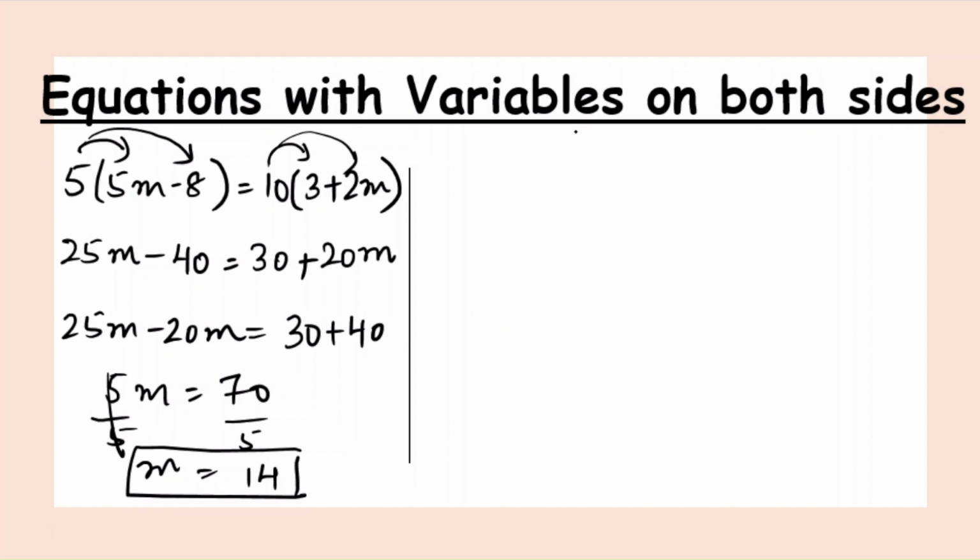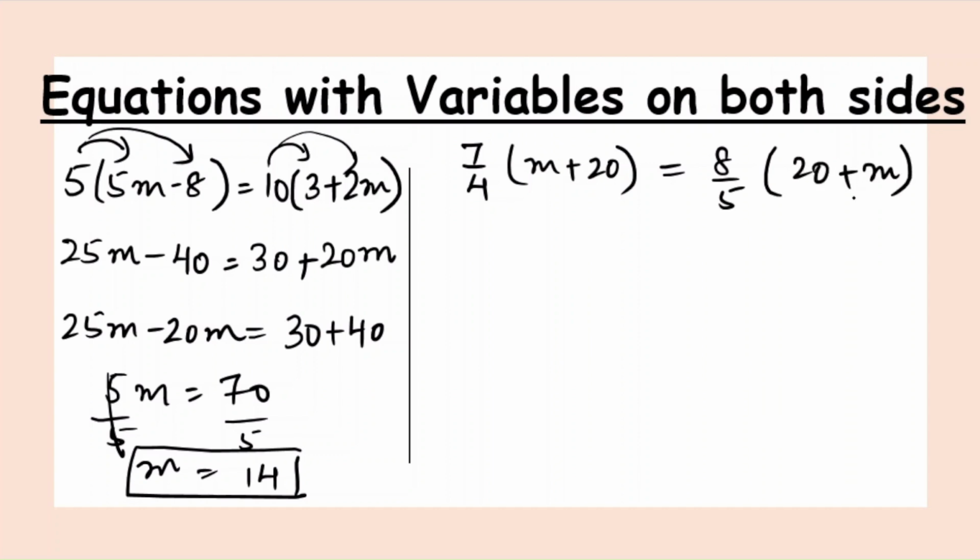Let's do one with the fractional coefficients. So it's 7 fourths. It's distributive property as well as the fractional coefficients. 7 over 4 times (m plus 20) equals 8 over 5 times (20 plus m). All right. So let's multiply this constant outside with all the terms inside the parenthesis. So 7 over 4 times m plus 7 over 4 times 20.